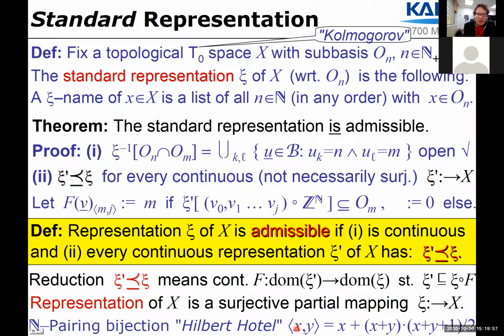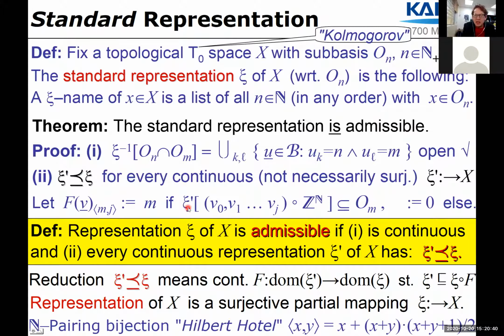Now we use this to define our actual reduction or conversion from Xi prime names to Xi names. This is the definition, and you see here how it involves this Hilbert Hotel. Namely, the argument to our reduction is an element of Baire space, an infinite sequence of integers. We're given a Xi prime name and we need to output a Xi name of the same element. So here's the definition.